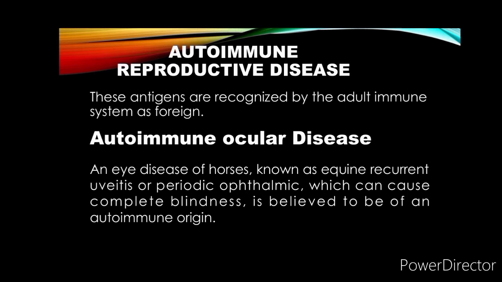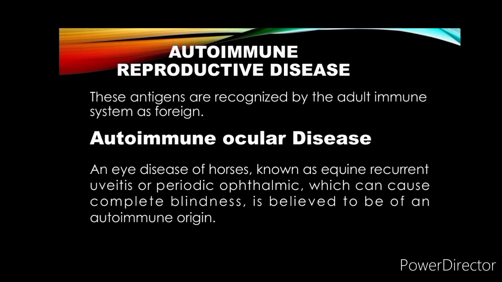Autoimmune reproductive disease. These antigens are recognized by the adult immune system as foreign. A typical example of this occurs in male dogs infected with Brucella canis. This animal suffers from chronic epididymitis and becomes sensitized by sperm antigens carried into the circulation.